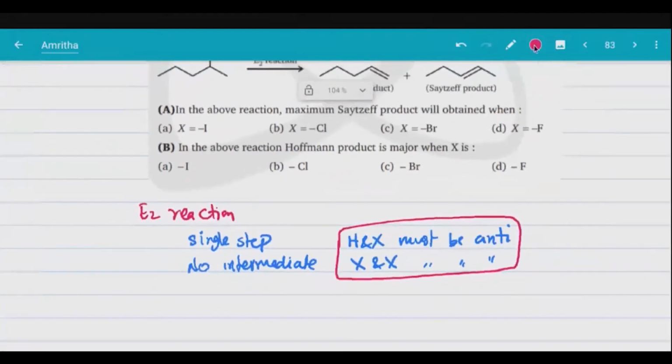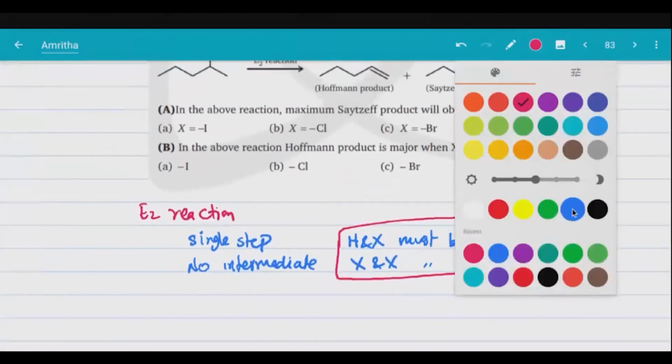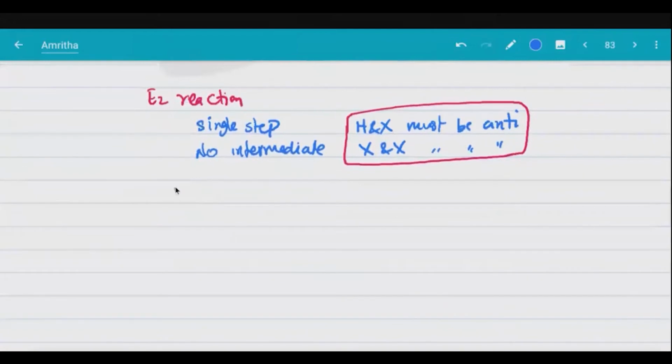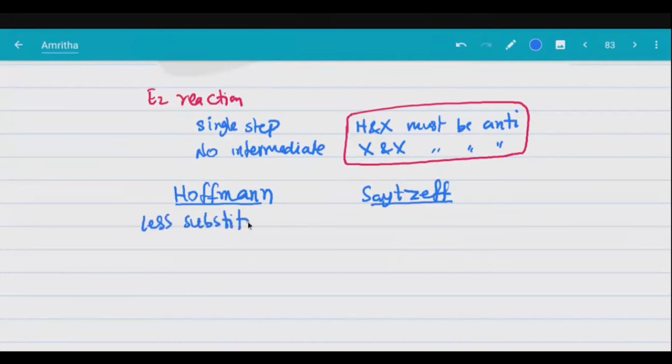Next, what else? This may favor Saytzev. This may favor Hofmann. Depends on conditions. I'll tell you 2-3 conditions where Hofmann is favored. So listen carefully. In E2 both are possible, Hofmann and Saytzev. What is the difference here? Hofmann product means less substituted. Saytzev means more substituted alkene.